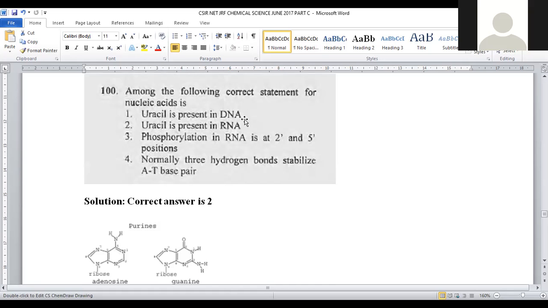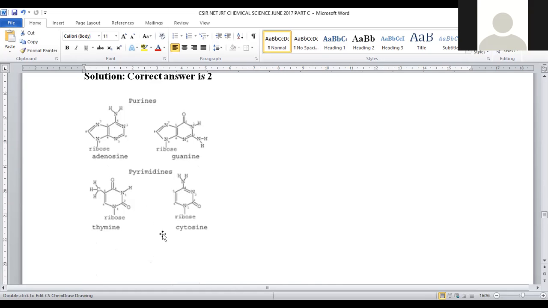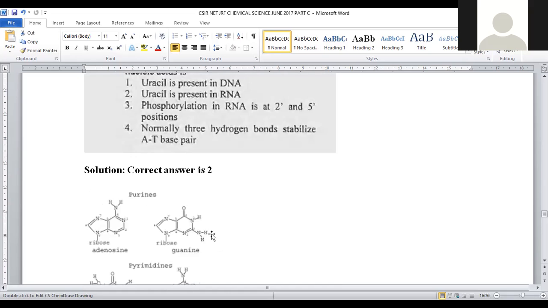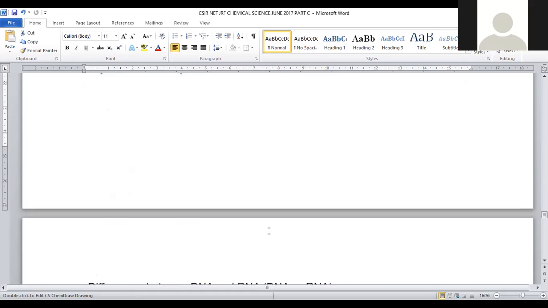Uracil is present in DNA. What bases are present in DNA? Adenine, guanine, thymine, and cytosine. These four, A, G, T, C, are the bases which are present in DNA, but not uracil. So this will not be a correct statement. And the second is about uracil. So uracil is present in RNA. This is a correct statement.